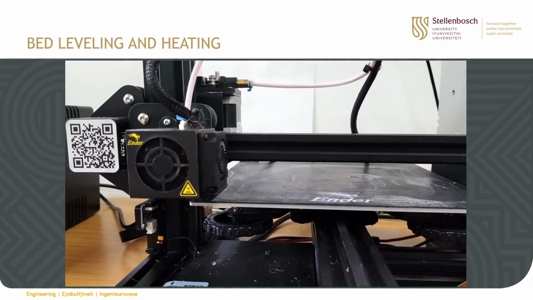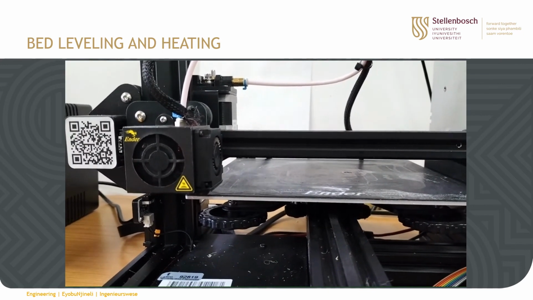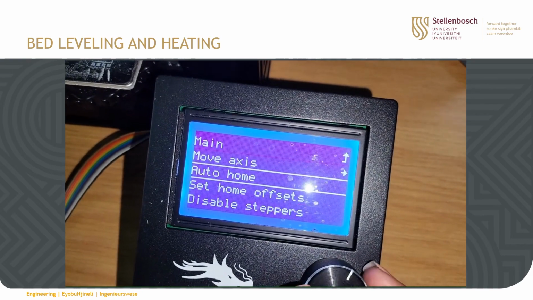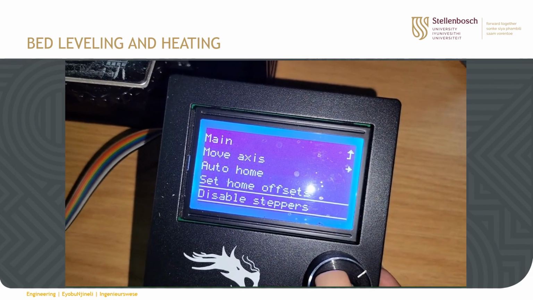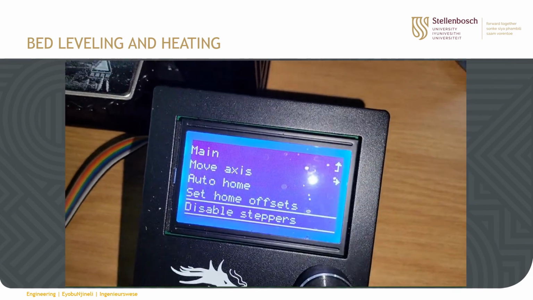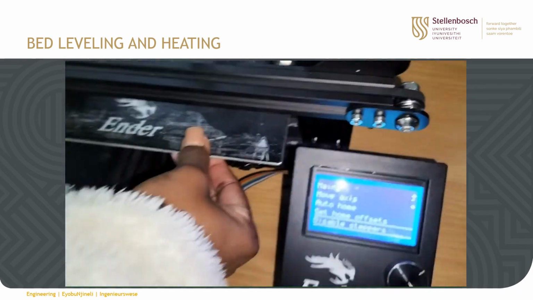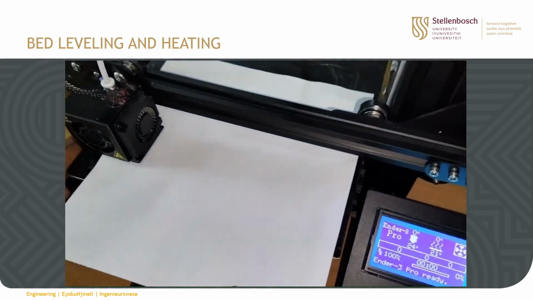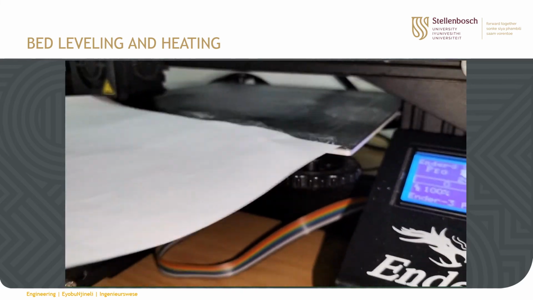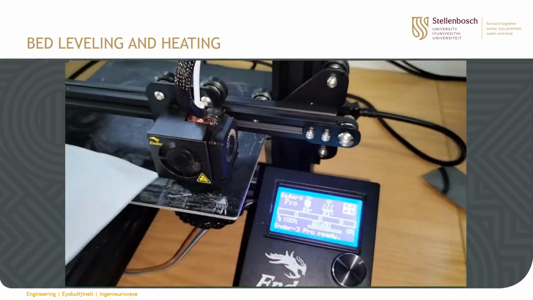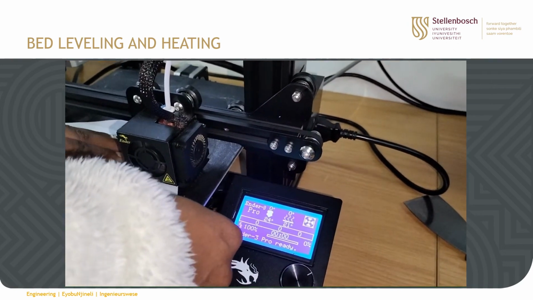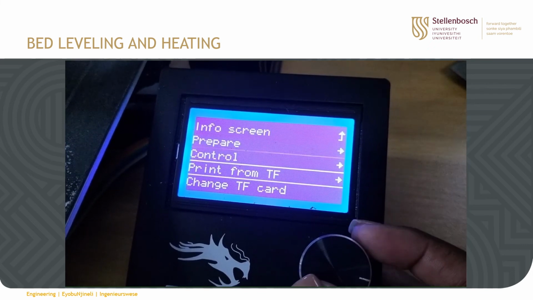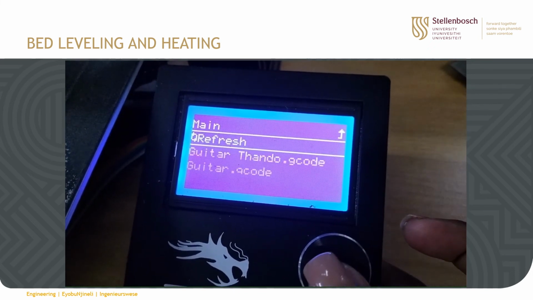The nozzle has to be a certain height from the building platform so that deposition is done successfully. And normally a piece of paper with a thickness of about 0.1 millimeter is used for this short height, as you can see in this video. So you can do this on as many points as possible on the bed. And then from there on, the nozzle and the bed platform are heated up to temperatures that you set in the G-code, and then the printing begins.